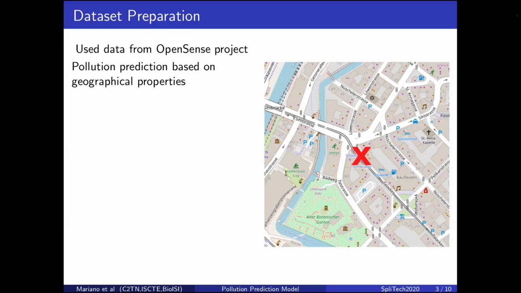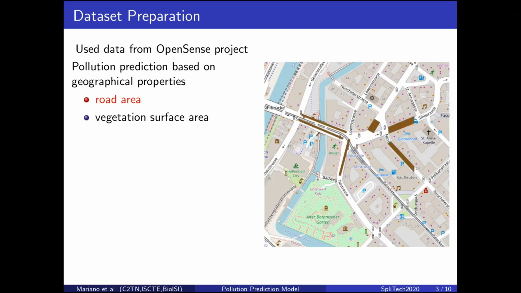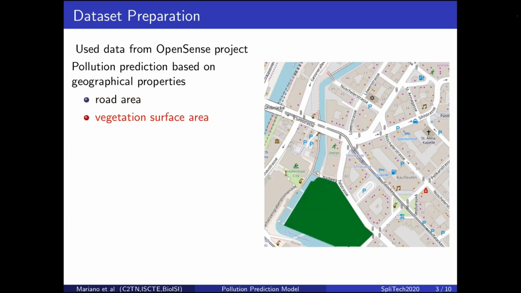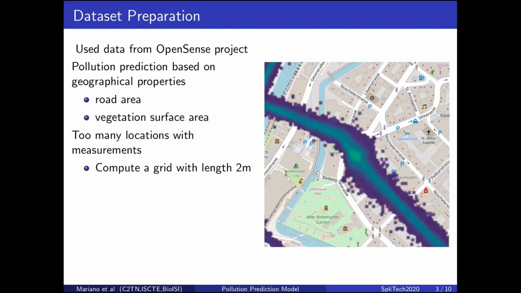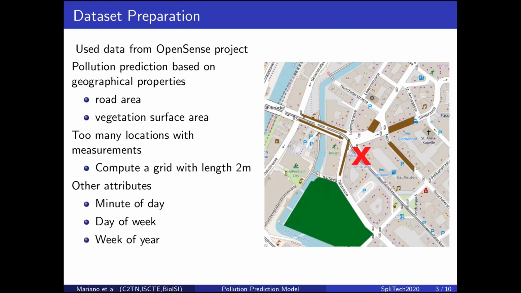We are interested in doing pollution prediction based on geographical properties such as road area and vegetation surface area. Computing these geographical properties takes time, so instead of using the raw coordinates of each data sample, we instead computed a grid with length 2 meters, and for each grid cell with a data sample, we computed its geographical properties. Other attributes that were used to build a pollution model were minute of day, day of week, and week of year.